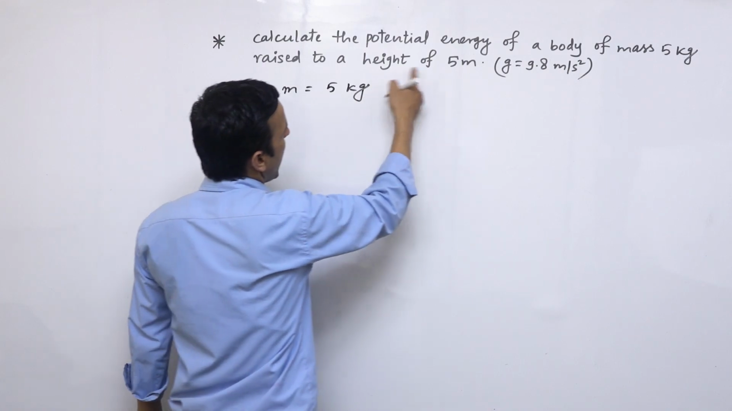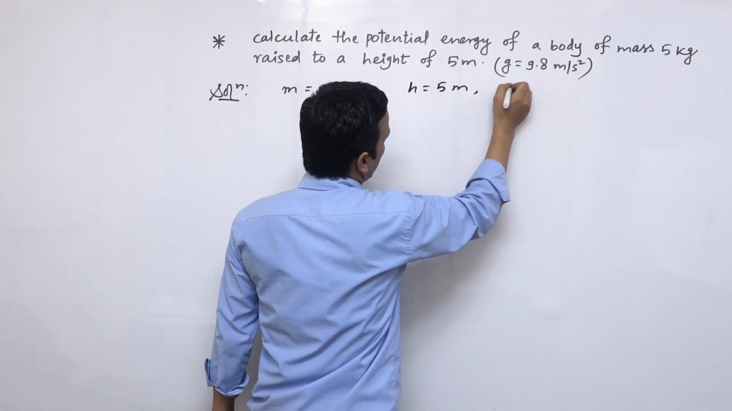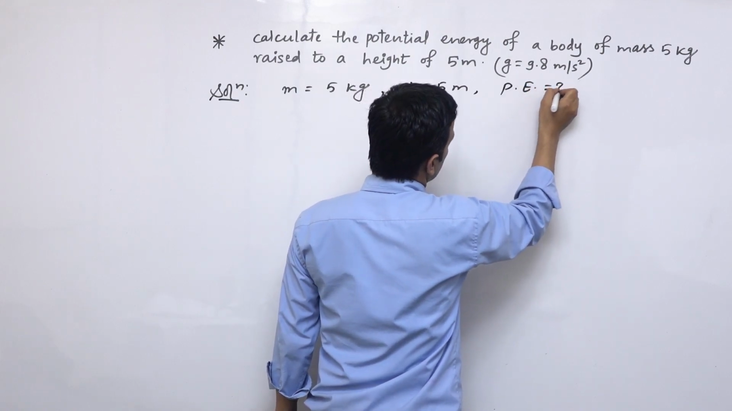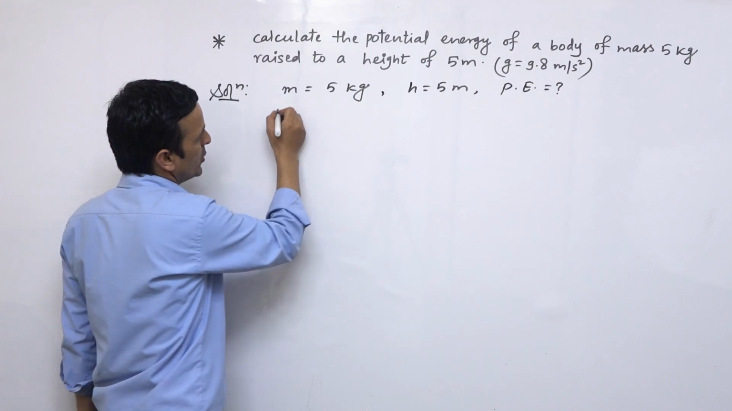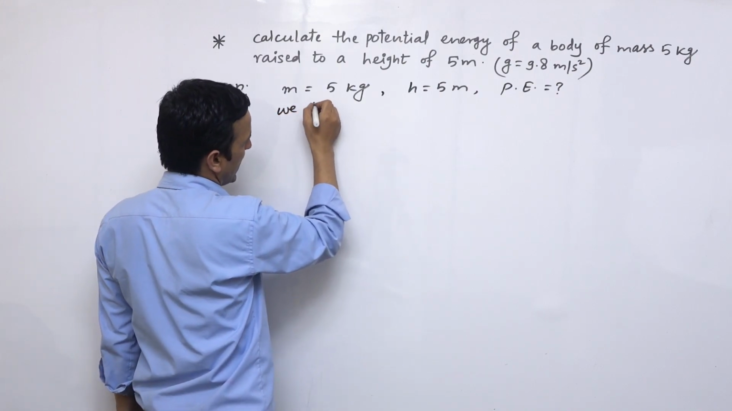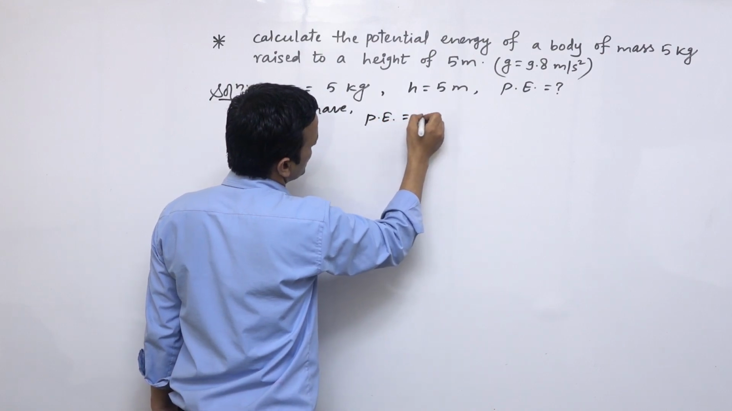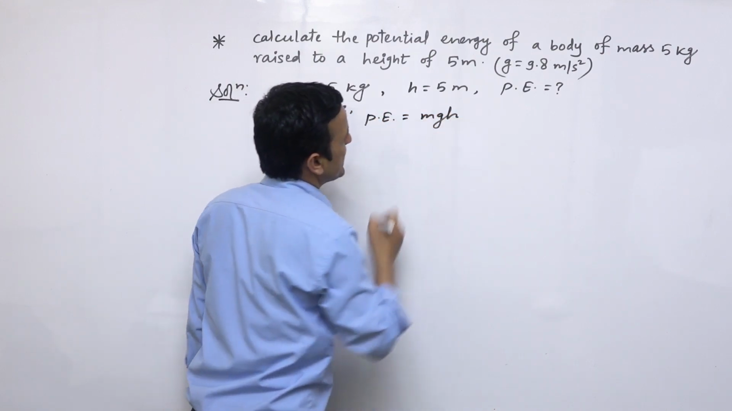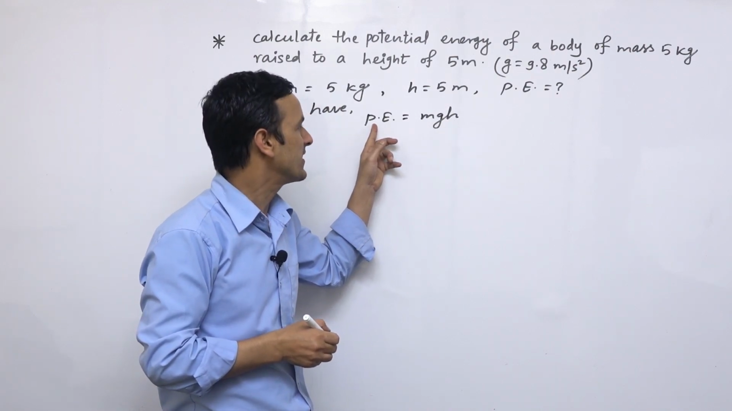So similarly, height is also given. Height is equal to 5 meter. And the question is the potential energy of that object. So we have the formula: potential energy is equal to mgh. This one is the formula to find potential energy.